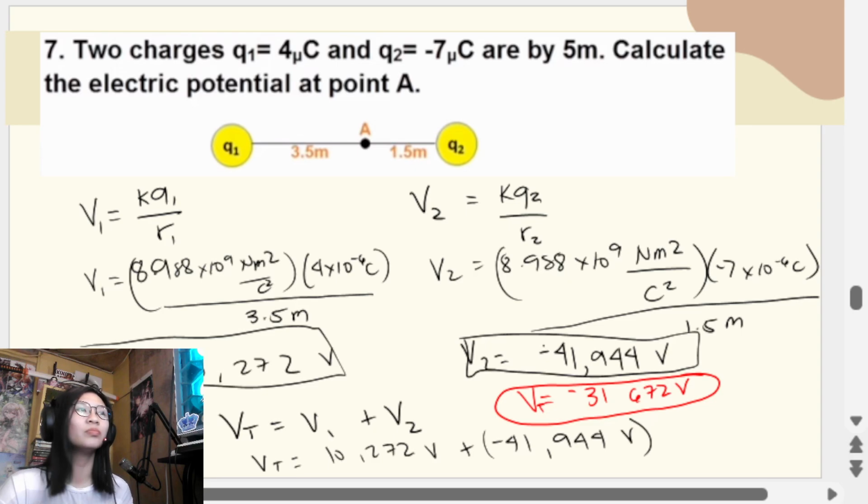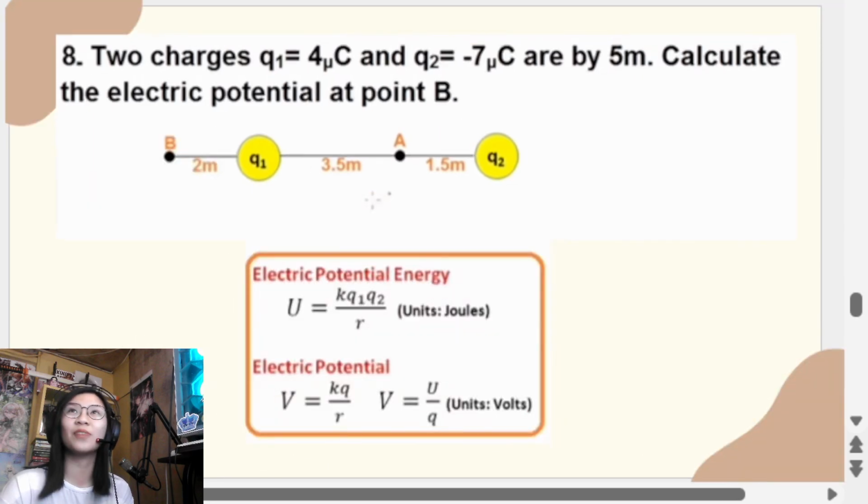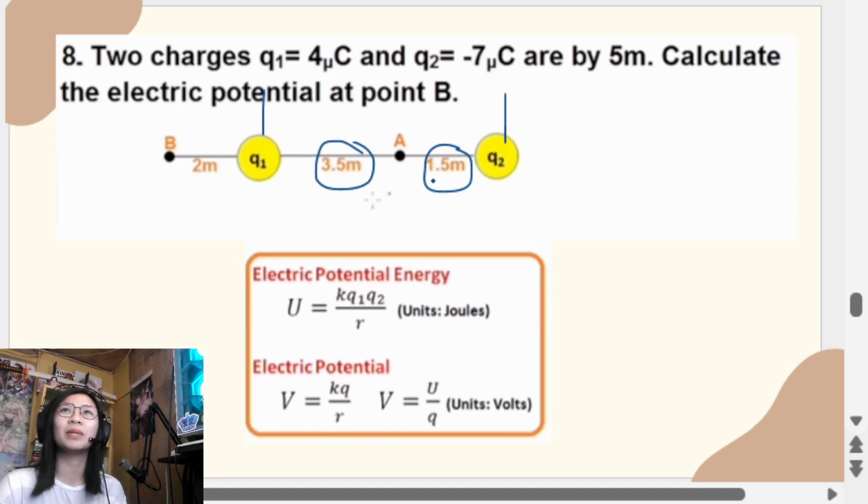Now, what if we have the same setup, the same charges, but instead of A, we have another point, which is point B. So for point B, same process, we need to find their individual potentials. But we can no longer use the previous distances, because your point of reference is now here.